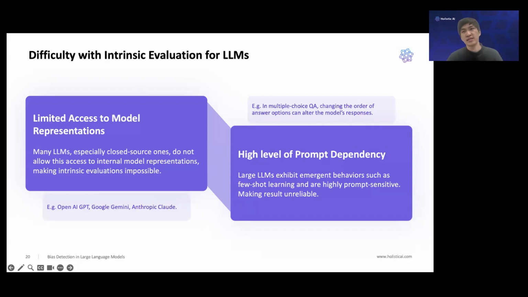Models like GPT and Llama are extremely sensitive to how prompts are phrased, exhibiting emergent behavior like few-shot learning and adapting responses based on minor prompt variations. And this prompt sensitivity makes intrinsic evaluation less reliable, as even slight changes in phrasing can produce noticeably different outputs. For example, in multiple-choice QA, changing the order of answer options can alter the model's response.